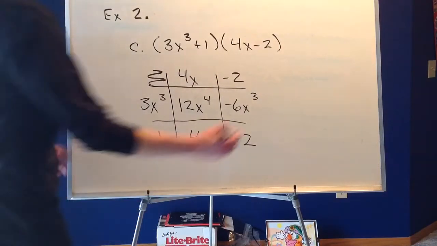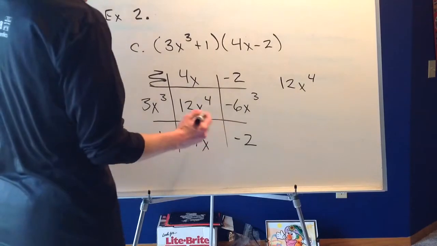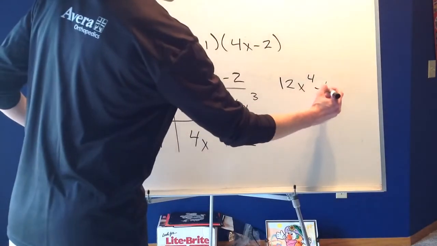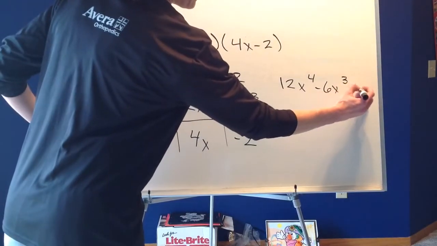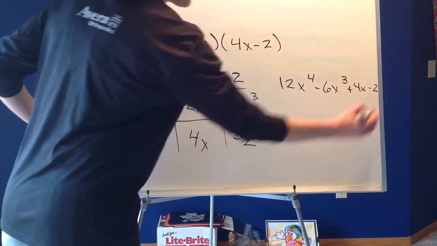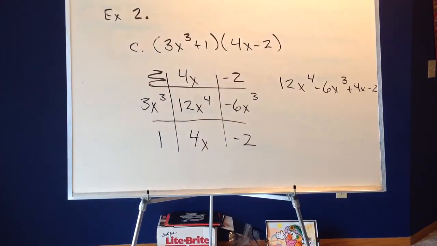Okay, again, make sure they're in the right form. You'll get 12x to the fourth. You'll end up getting a negative 6x to the third, a 4x, and a minus 2. So none of those were like terms, so we'll just leave them all separate from each other.